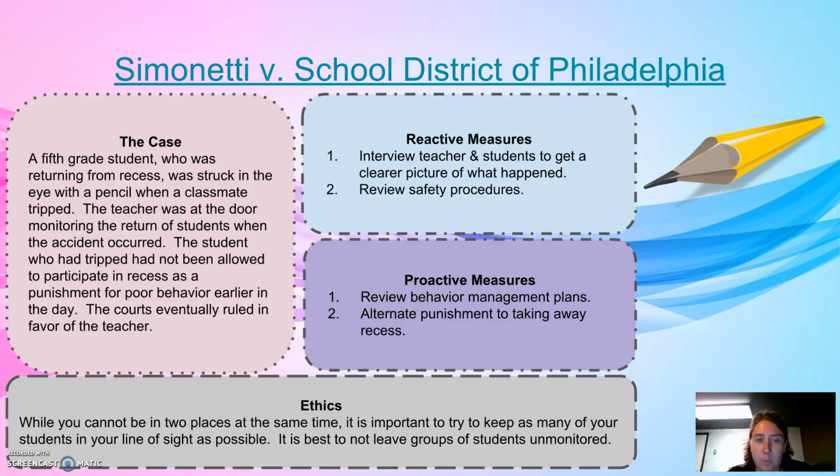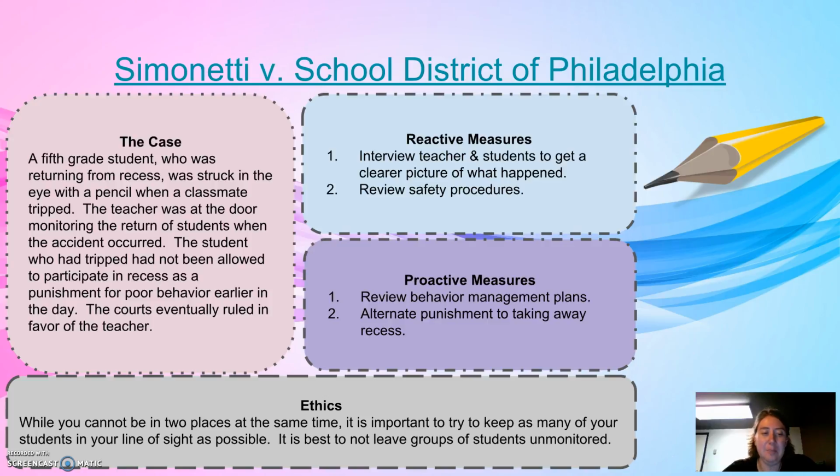Reactive measures: the administrators would have interviewed the teacher and other students to figure out what had happened. There probably would have been a review of safety procedures, especially dealing with transitions between recess and coming back in. Proactive measures: make sure to review the behavior management plans, and I'm not a huge fan of taking away recess. Sometimes when we take away recess, we still expect the kids to go outside and walk laps where they don't get to play, but they're still getting to burn off some of the energy they've stored up from being inside all day. Taking away recess altogether and having them sit in class and just stare at each other is frowned on in my school.